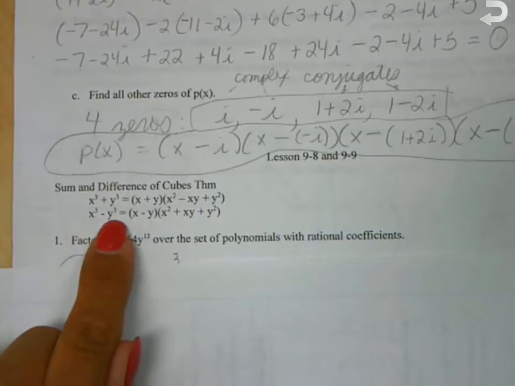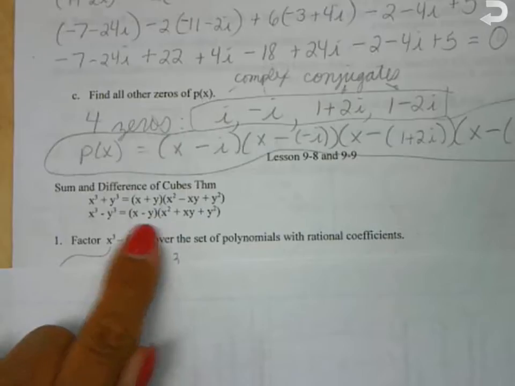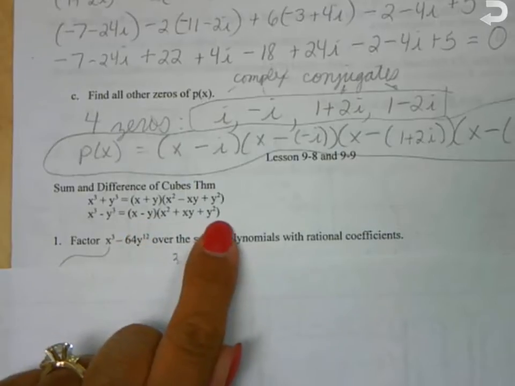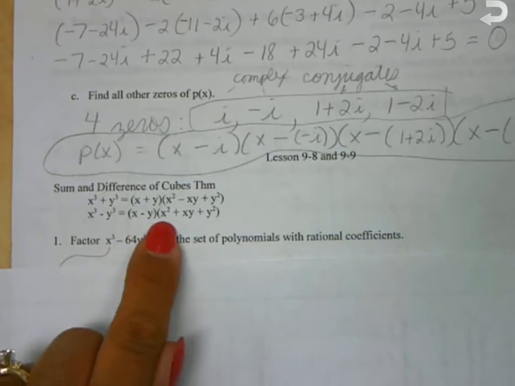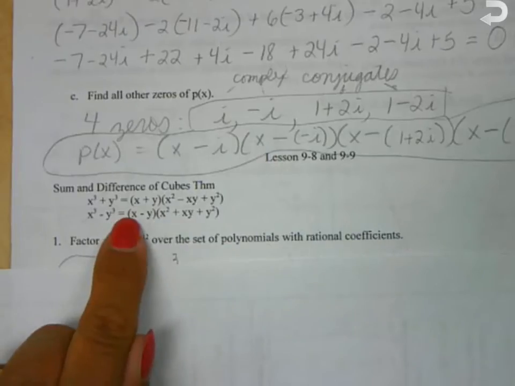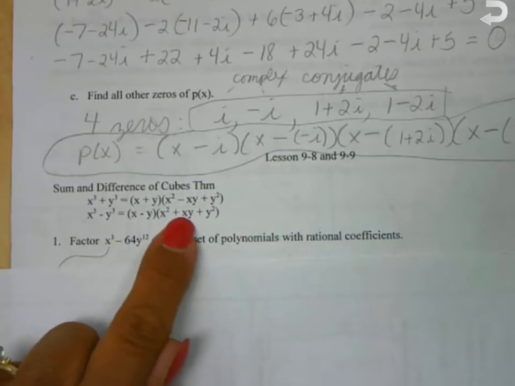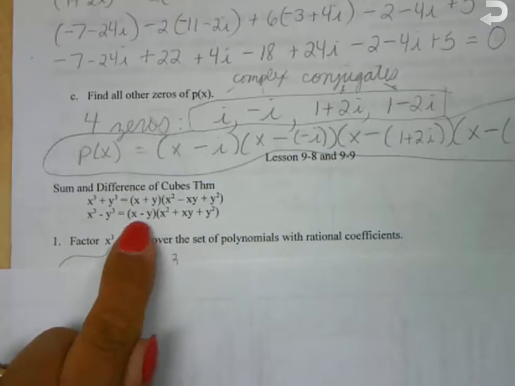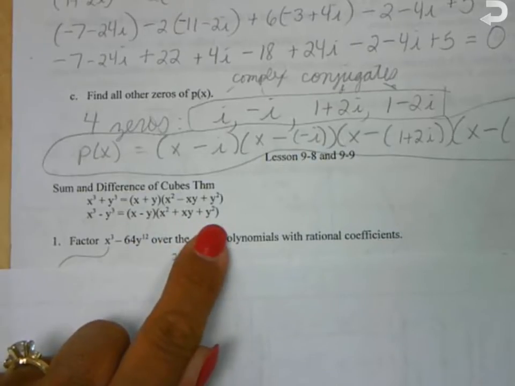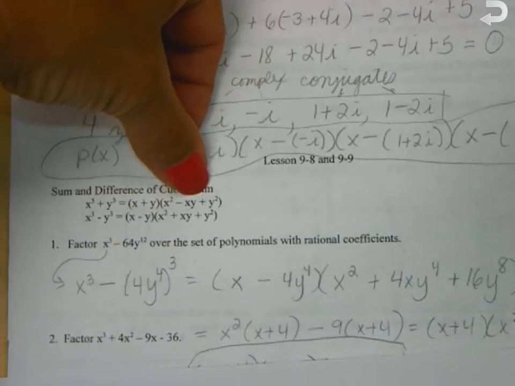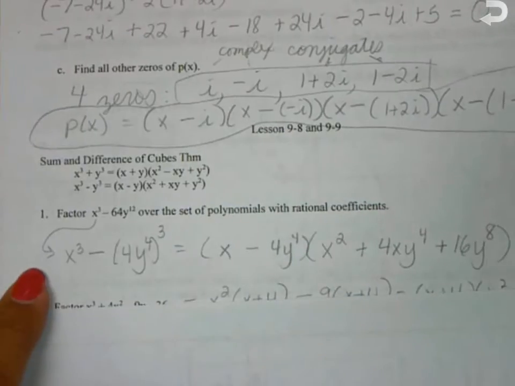Likewise, if I have a cube minus a cube, one factor of that expression will end up being x minus y, or the cube root of the first term minus the cube root of the second term. Now the resulting quotient, or the other factor, will be the square of the first term and then the opposite of the product, so that would be plus xy, plus the square of the last term. Now, the quotient that results from this will never be able to be factored over the set of real numbers. You would always need to use complex numbers if you were going to break this down further.